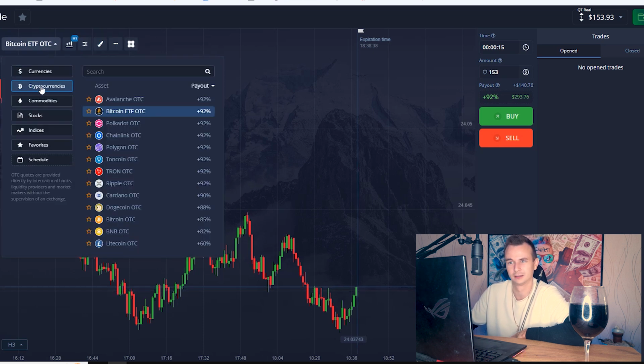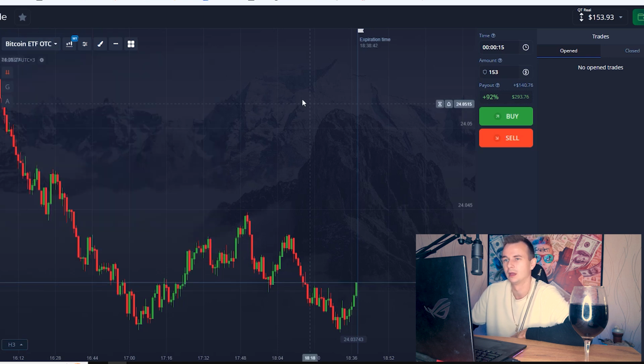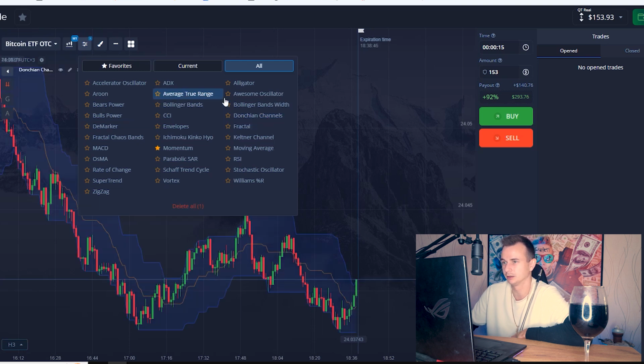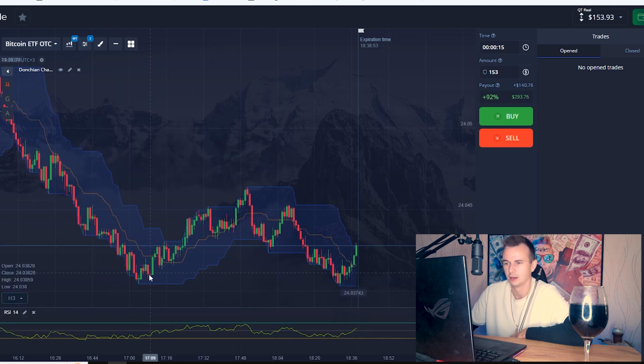I like to trade cryptocurrency, and for example it can be Bitcoin. Okay, after that we need to choose indicators. Don't change channels. This is the best indicator. And after that, for example, RSI. Okay. So now we can see where the price is going.